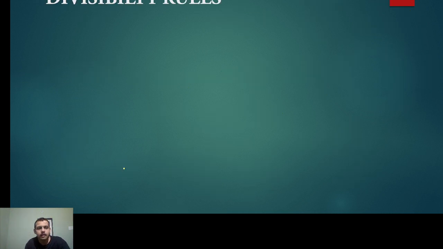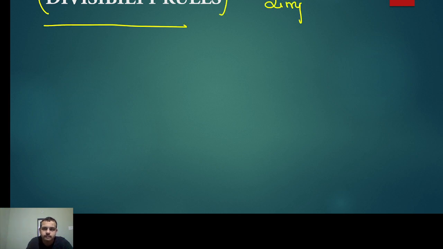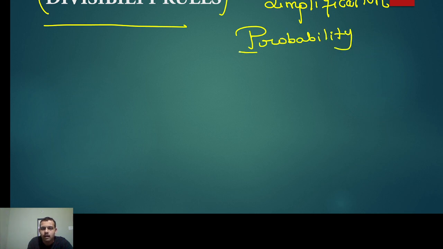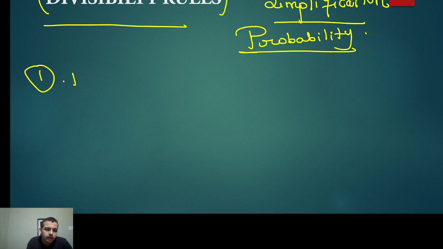Okay, next is divisibility rules. Divisibility rules are very important in simplification as well as in probability. This concept is important in these two. First we will see the divisibility by 2.